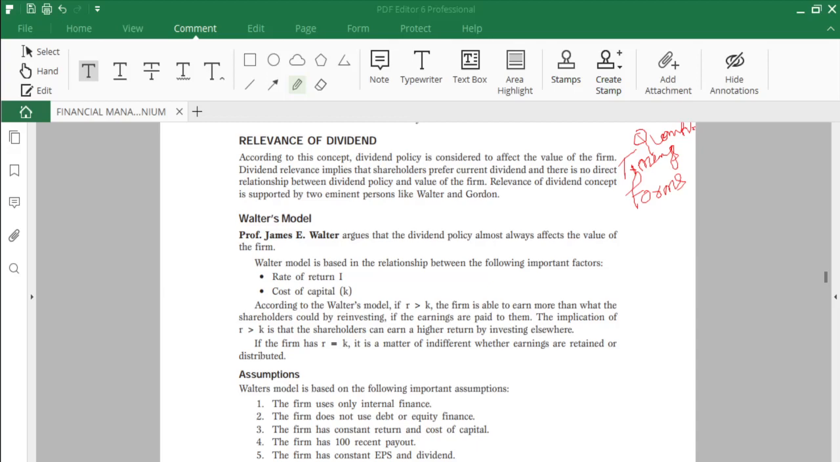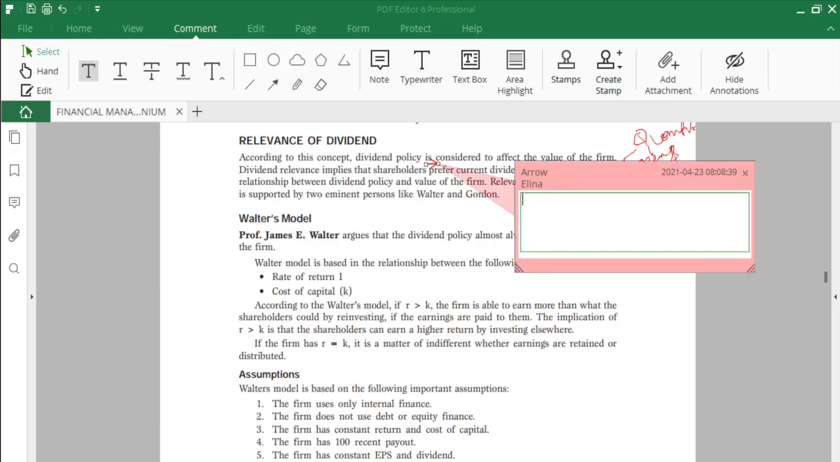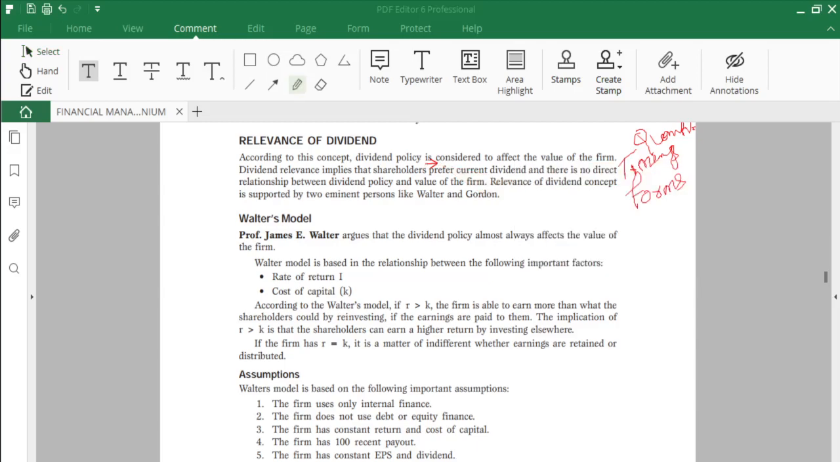According to this concept, dividend policy is considered to affect the value of the firm. Dividend relevance implies that shareholders prefer the current dividend, and there is a direct relationship between the dividend policy and the value of the firm. Clear? The relevance of dividend concept is supported by two eminent persons, Walter and Gordon, and today we are going to cover Walter's model.